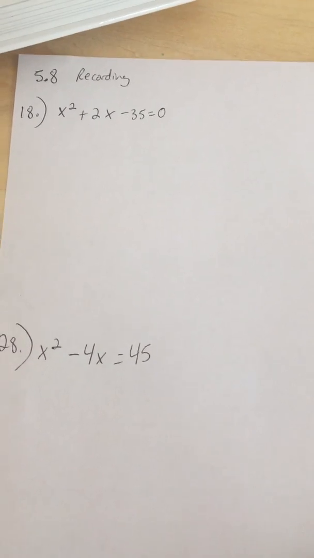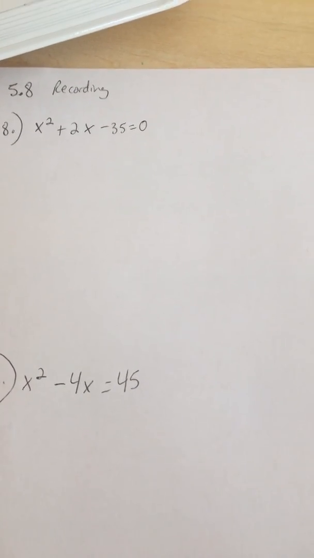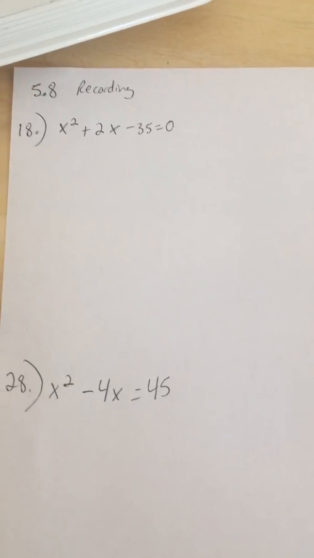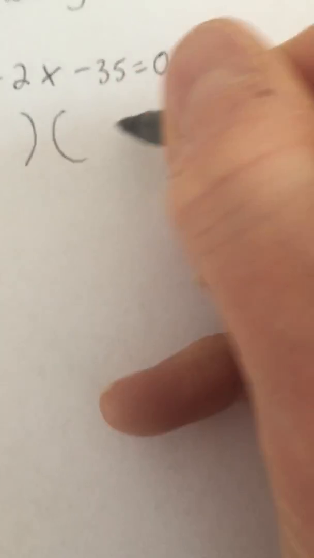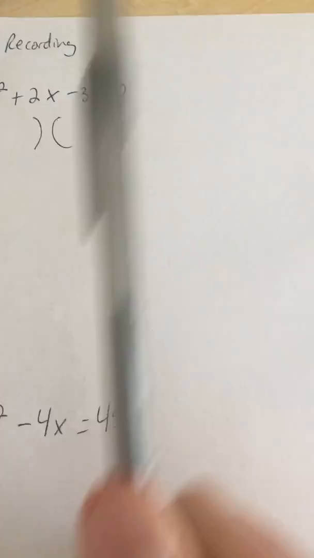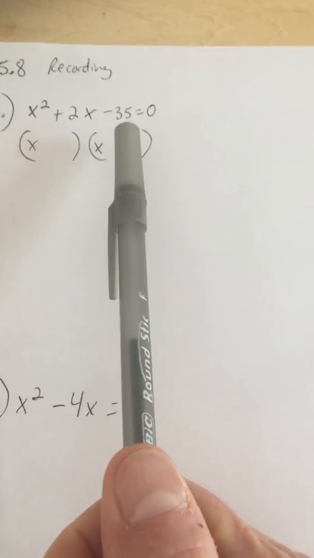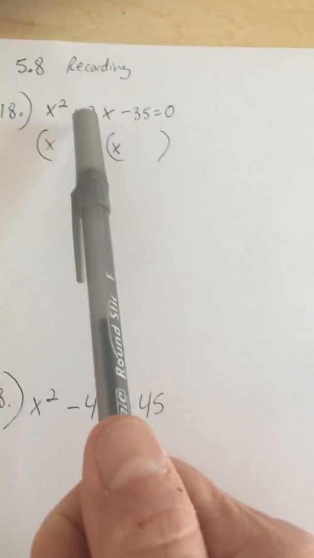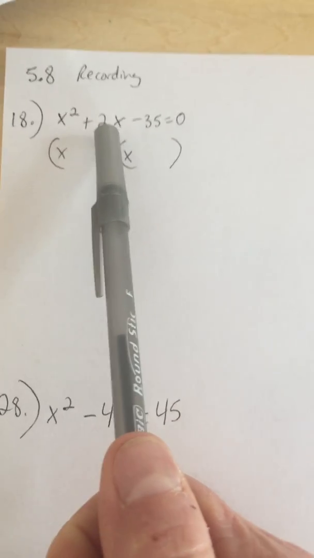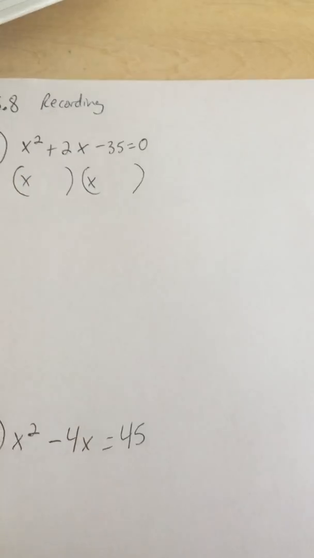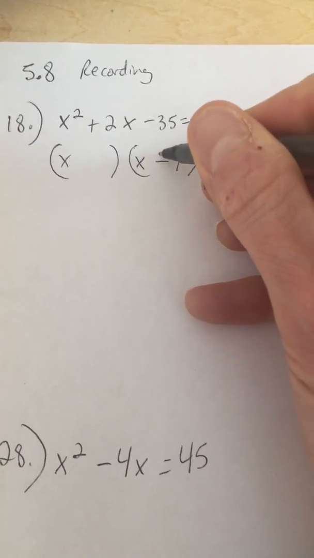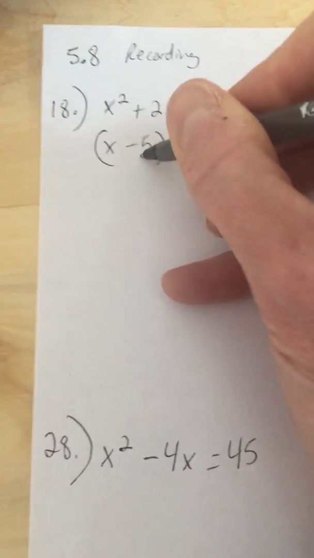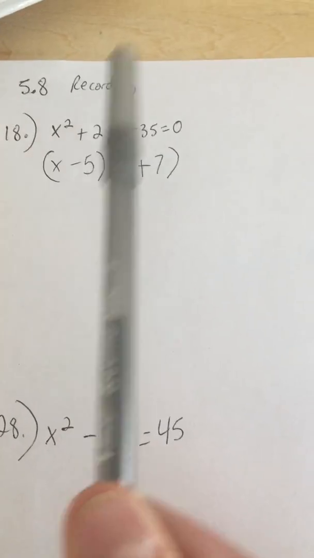Okay, 5.8 is about solving polynomial equations by factoring. So I'm going to factor this polynomial. Obviously these are going to be x's, and I have to think about my signs and what's going to get me to 35 but have a positive 2x here. What I decided was 5 and 7 were 2 apart. I'm going to make the 7 positive and the 5 negative so that I'm left with this positive 2x.